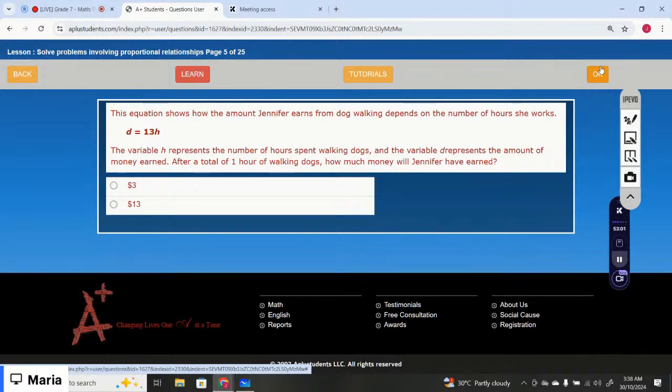This equation shows how the amount Jennifer earns from dog walking depends on the number of hours she works. d equals 13h. The variable h represents the number of hours spent walking dogs, and the variable d represents the amount of money earned after a total of 1 hour of walking dogs. How much money will Jennifer have earned?